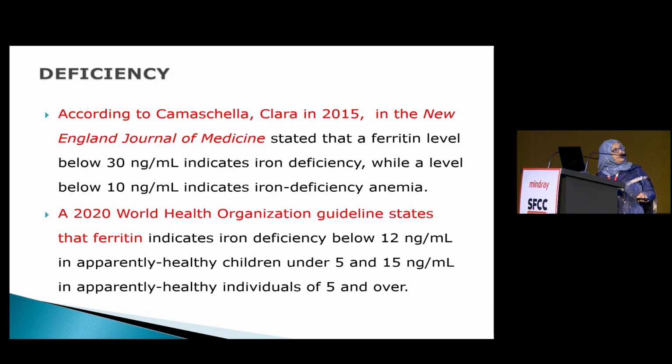Coming to the deficiency, one study, done in 2015, showed that a ferritin level below 30 nanograms per ml indicates iron deficiency, while a level below 10 nanograms indicates iron deficiency anemia. And WHO has stated that iron deficiency in children below 5 years is a level below 12 nanograms, whereas it is below 15 nanograms per ml in children above 5 and over.